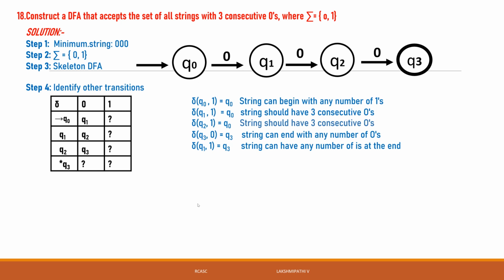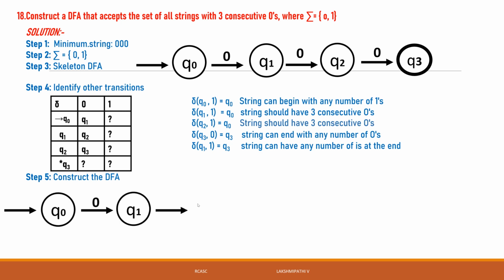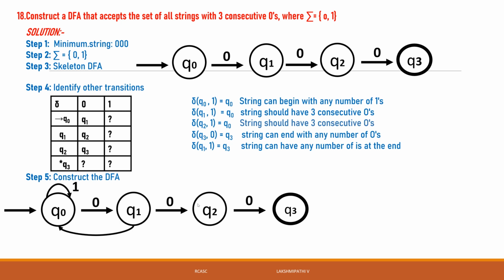According to these transitions, we need to go for constructing the DFA. First we take the minimum string Q0, Q1, Q2, Q3. Using these transitions: Q0 reads 0, it goes to Q1; Q1 reads 0, it goes to Q2; Q2 reads 0, it goes to Q3. Then Q0 of 1 is Q0 only, Q1 of 1 is Q0, Q2 of 1 is Q0, Q3 of 0 is Q3 only, and Q3 of 1 is Q3.